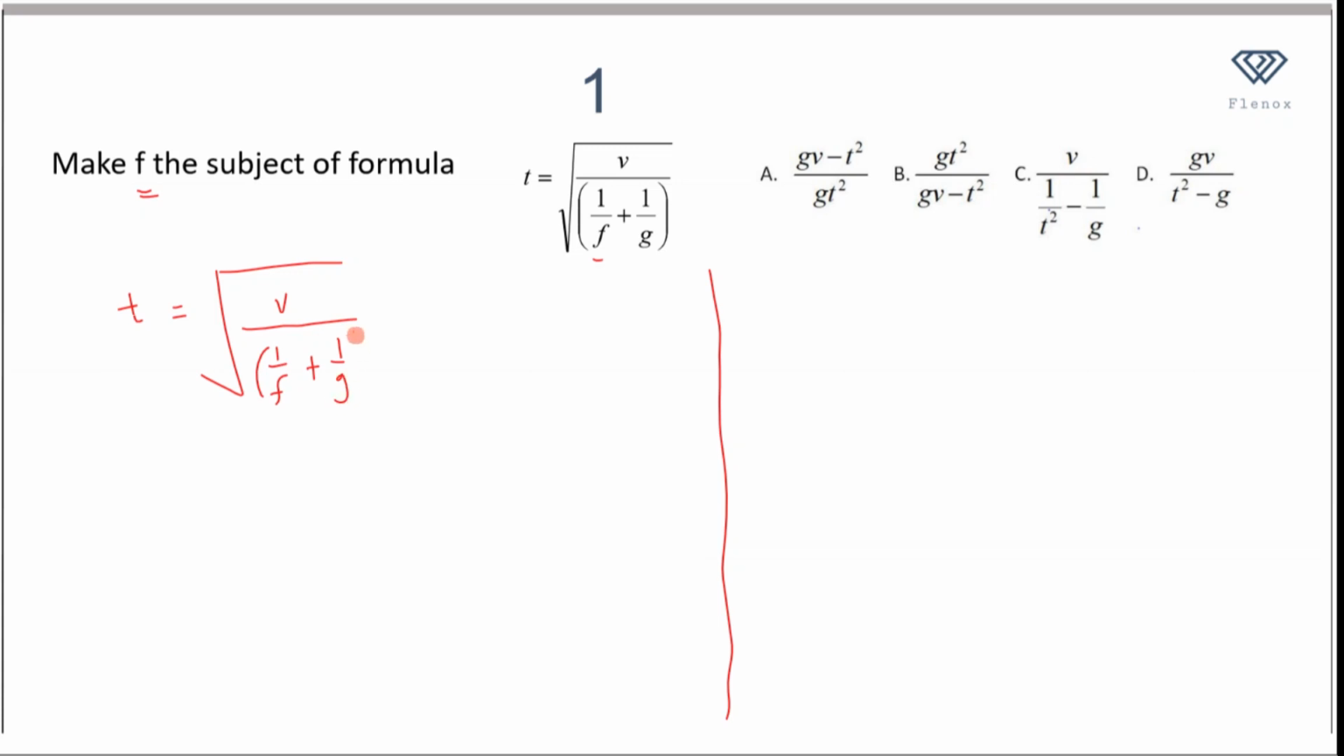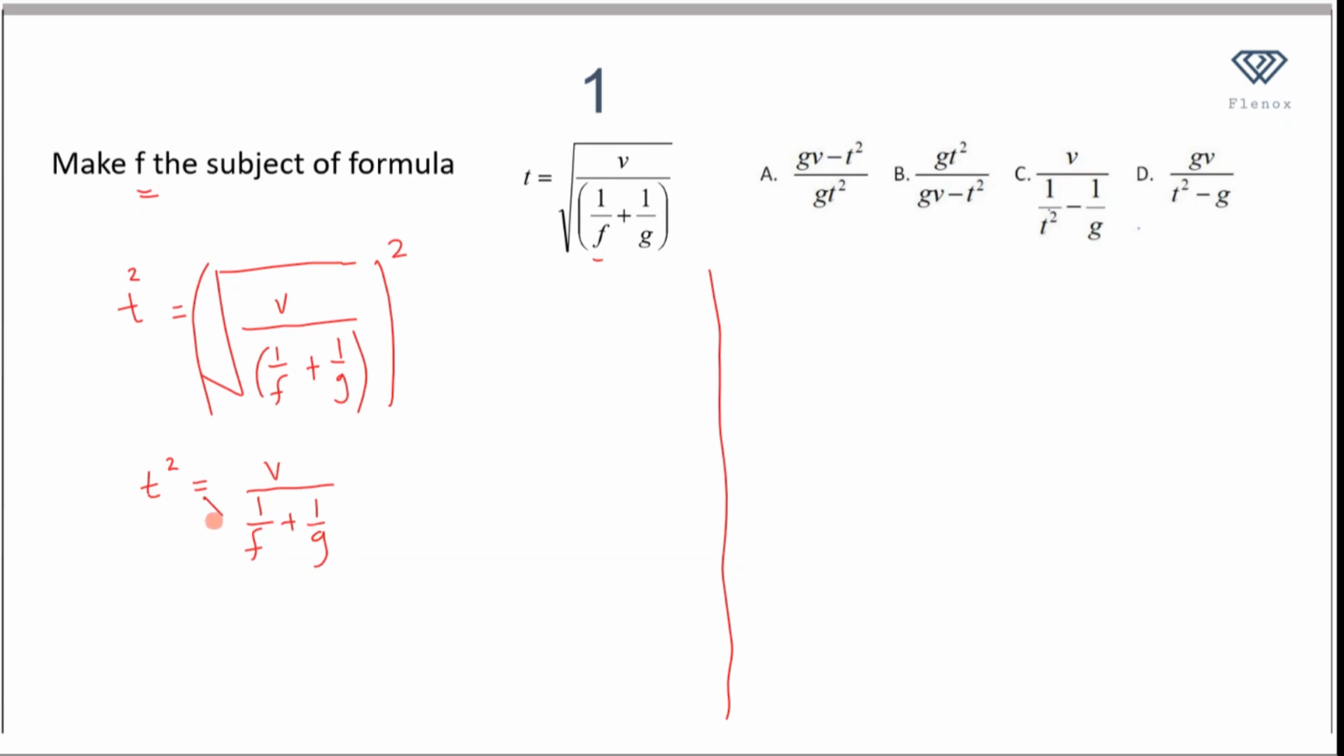So now to remove this big square root sign, what do we have to do to both sides? Because remember, in change of subject of formula, any operation we apply to the left hand side, we also apply to the right hand side. So to remove this square root, we have to square both sides. So when we square both sides of the equation, we are left with what? T squared equals V over 1 over f plus 1 over g.